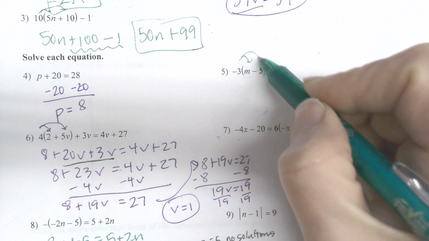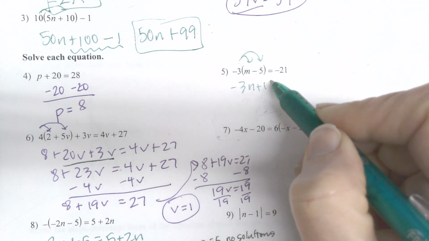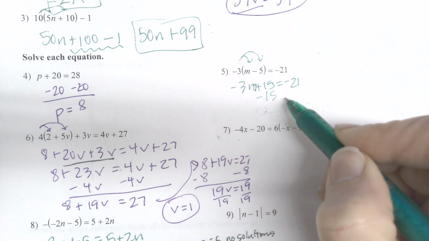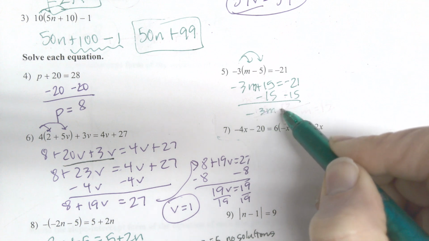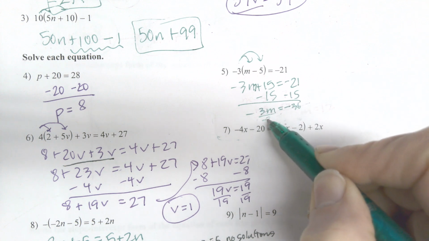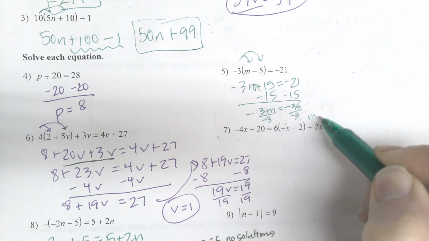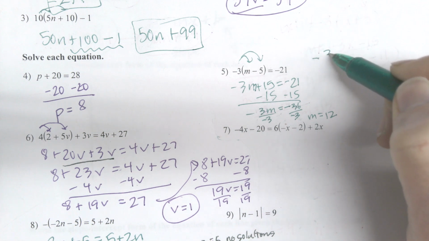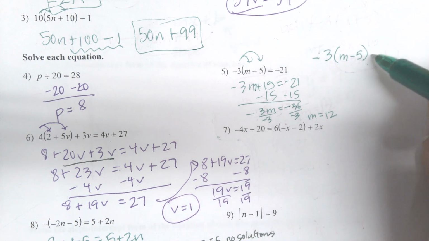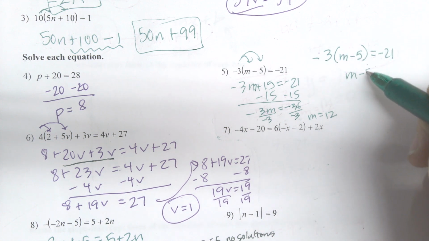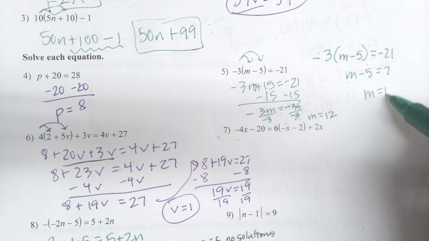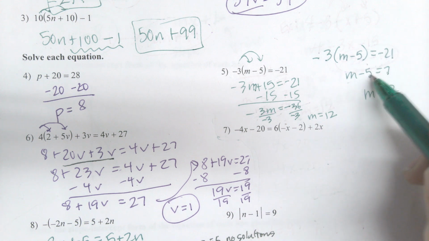Either I can distribute: negative 3m plus 15 equals negative 21 and solve by subtracting the 15. Negative 3m equals negative 36, and then dividing by the negative 3. So m is 12. Or I can divide out the negative 3. So that's negative 3 times m minus 5 equals negative 21. I divide the negative 3 out on both sides, so m minus 5 is 7. And then what do I subtract 5 from to get 7? M is 12. I can do that just the same by doing 7 plus 5.